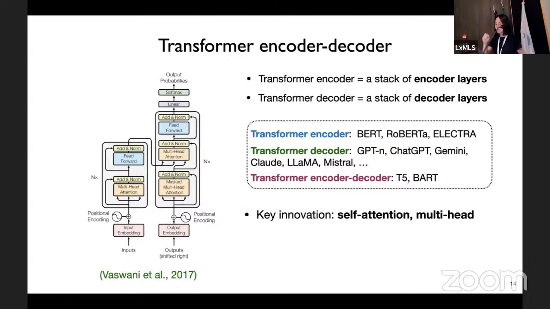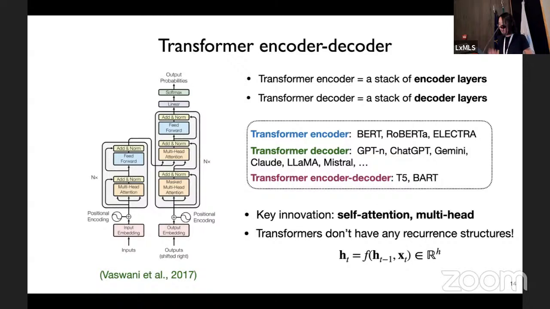And the most important innovations in this 2017 paper are the ideas of self-attention and multi-head self-attention, and I'm going to talk about this. Again, transformers don't have any recurrence structures, so it's just attention is all you need. It's only based on the multi-head attention layers and also the feed-forward layers.